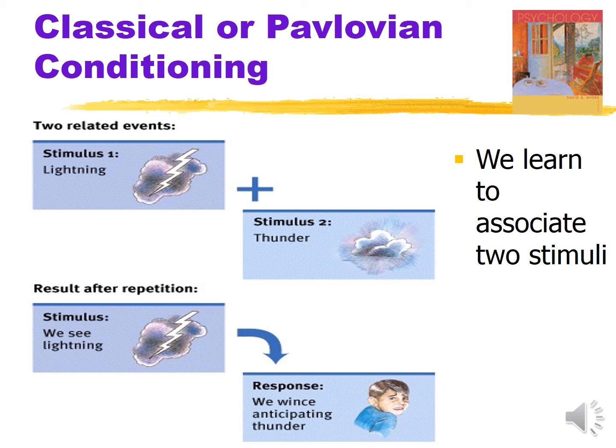These are all reflexive responses to natural situations, which can also be classically conditioned through the process of combining, as you saw in class, a neutral stimulus with an unconditioned stimulus leading to a conditioned response.